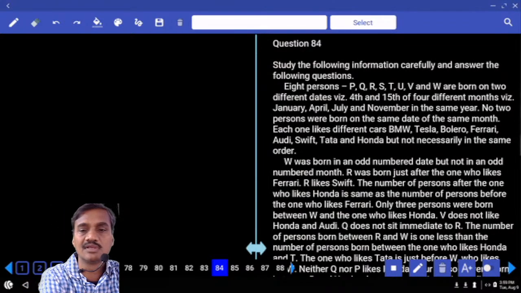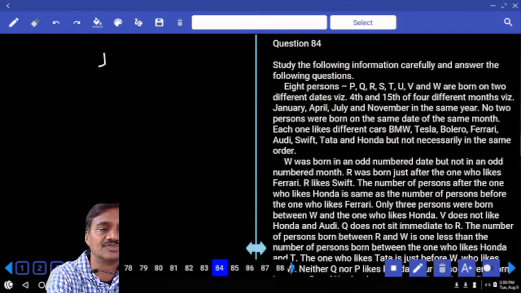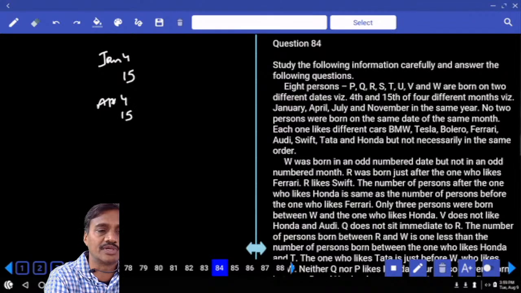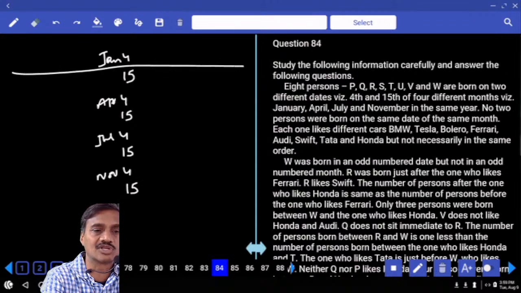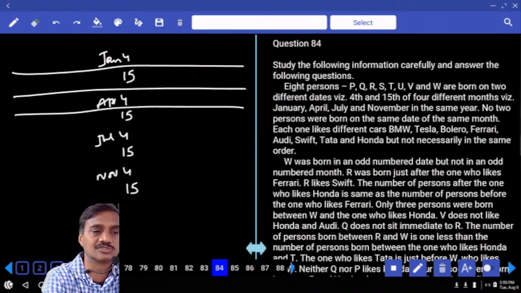Jan 4 and Jan 15. And what is the next one we have? April 4 and April 15. And next one, July 4 and July 15. And in the same way, November 4th and November 15. Then extend the lines like this, wherein we are able to work out 2 possibilities simultaneously.